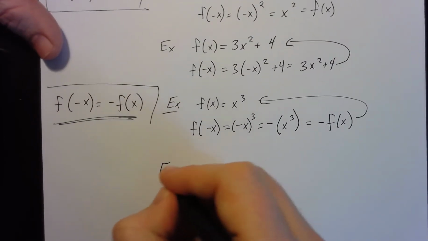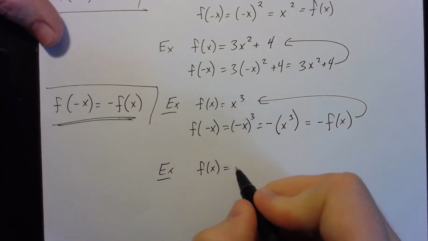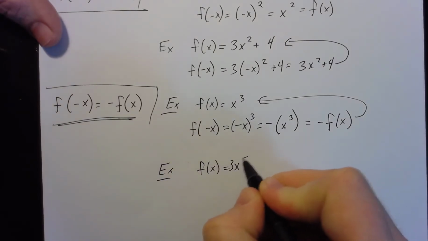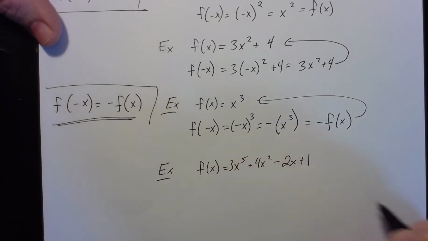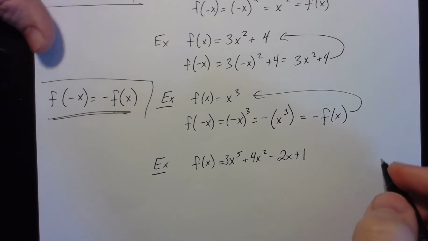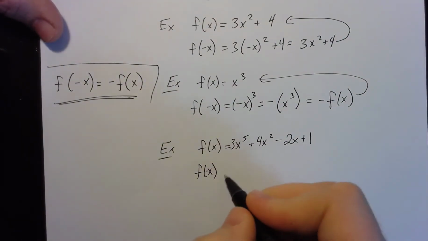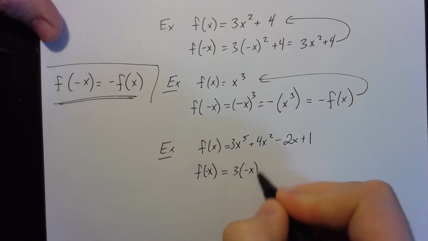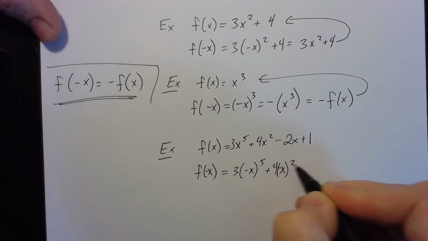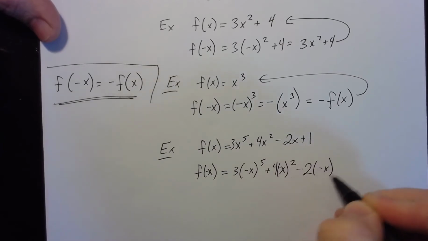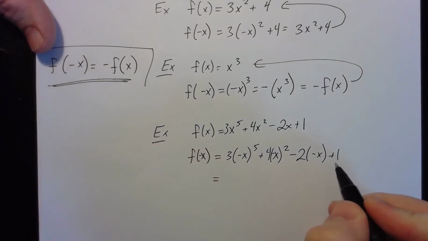Now, if we were to attempt to manipulate a function so that it has both even and odd terms, for instance, 3x to the fifth plus 4x squared minus 2x plus 1, this function would not be considered even, nor would it be considered odd. Because if I were to attempt to replace all of my x's in this function with a negative x, again, very carefully making sure that I put parentheses around all of the terms that I'm plugging in, then you'll notice that the sign will change on certain terms but not on others.